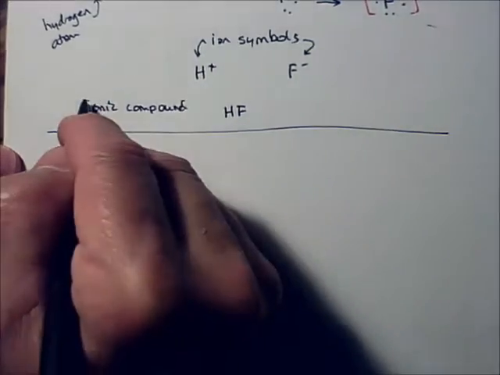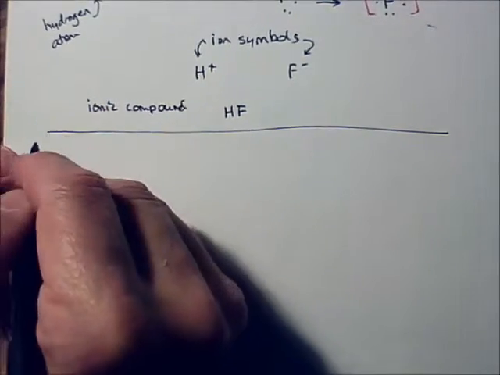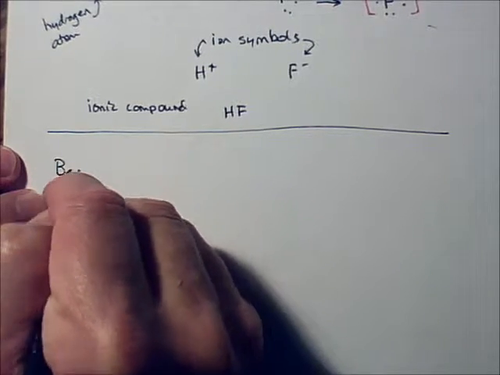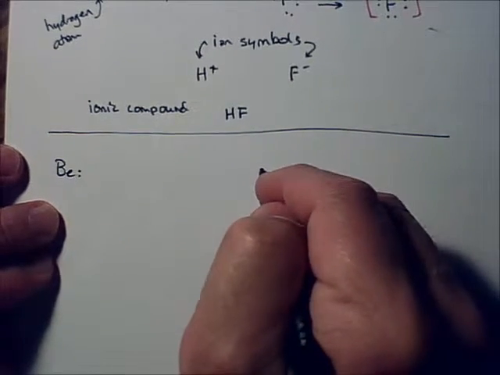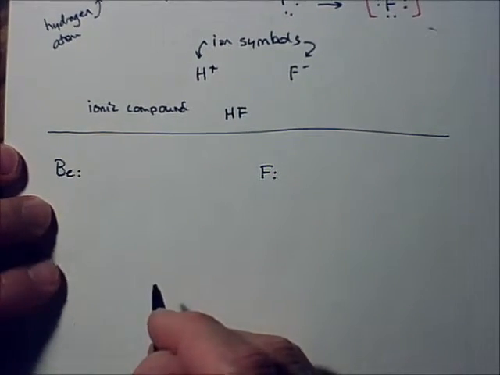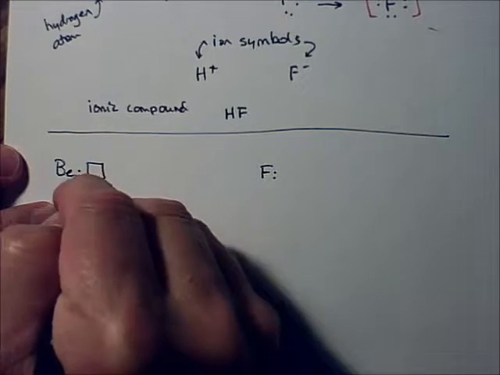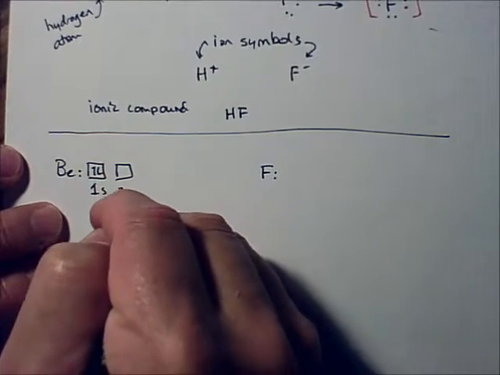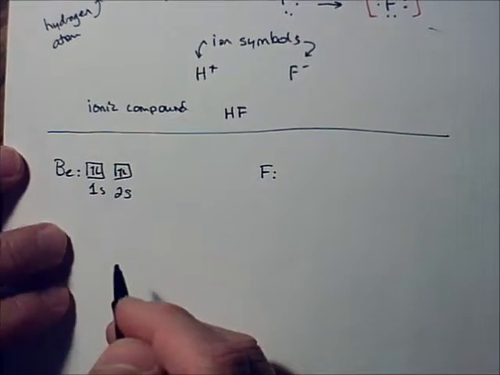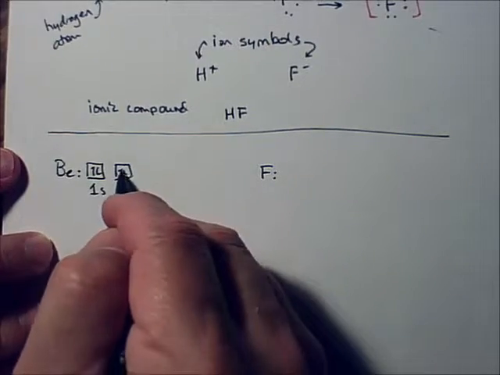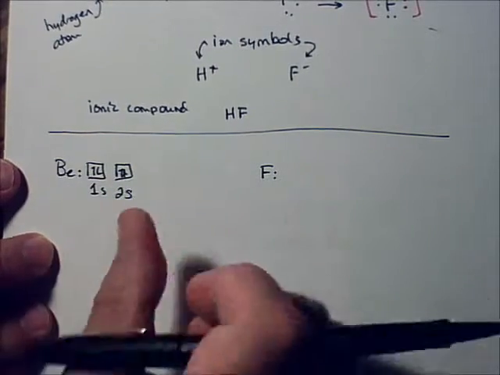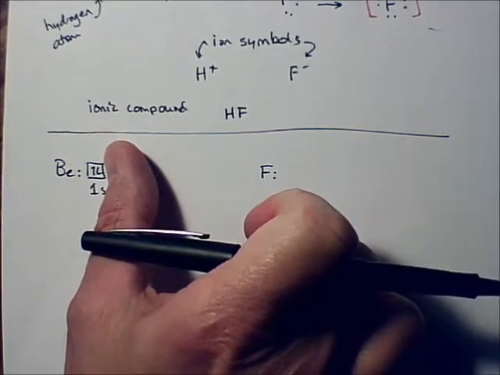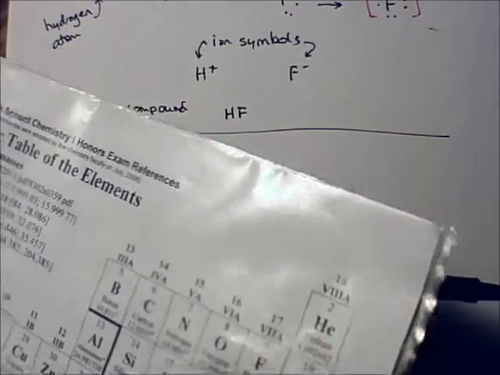All right, so let's move on now. Let's do something different. Let's say we've got beryllium, and we're going to put it with fluorine. Beryllium's ground state is 1s, 2s, and to become an ion, it's most likely going to get rid of these two electrons right here, so it'll end up with the same electron structure as helium, one of the noble gases. Everything wants to be like a noble gas, right?